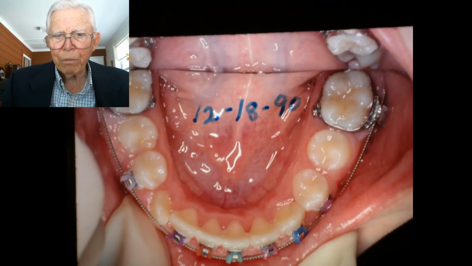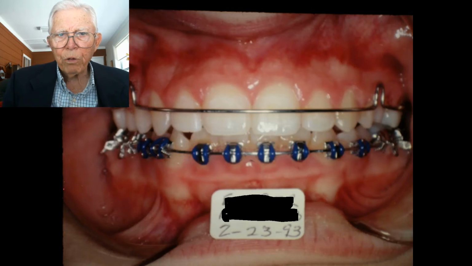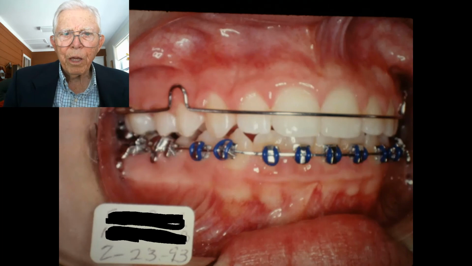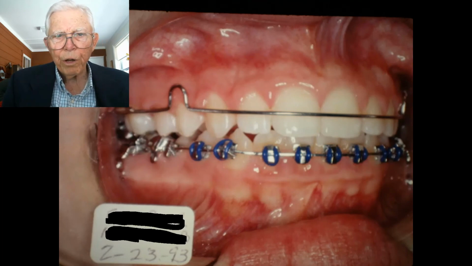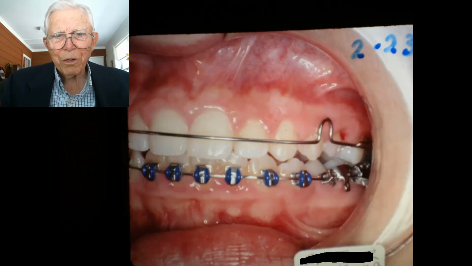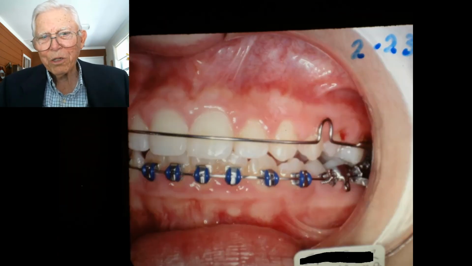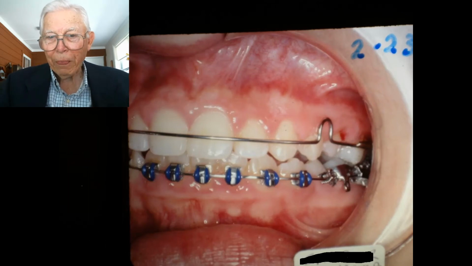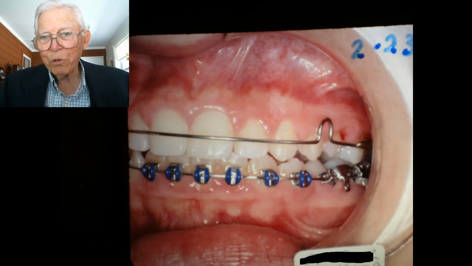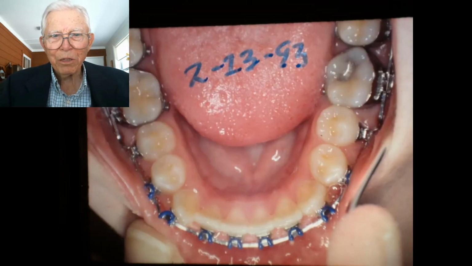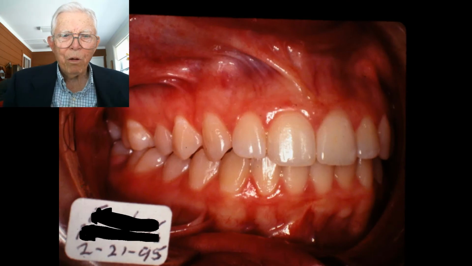Now, on the bottom, it was just routine orthodontics, no big deal. Okay, so we finish up the case in 1993, and we've done a lot of work on it here that could have been avoided. And I say one time that a stitch at a time saves nine. And that's certainly the truth in this type of case right here. And on the bottom, everything's lined up okay. All right, here we are, finished the case.